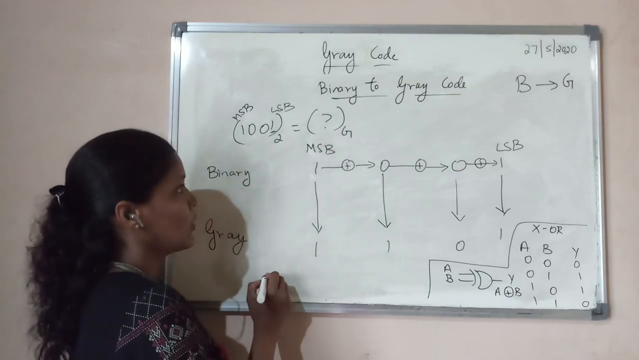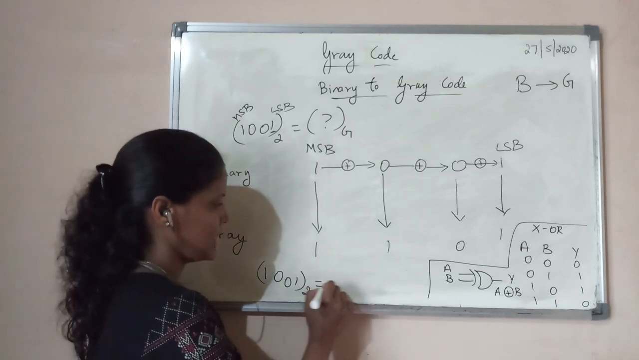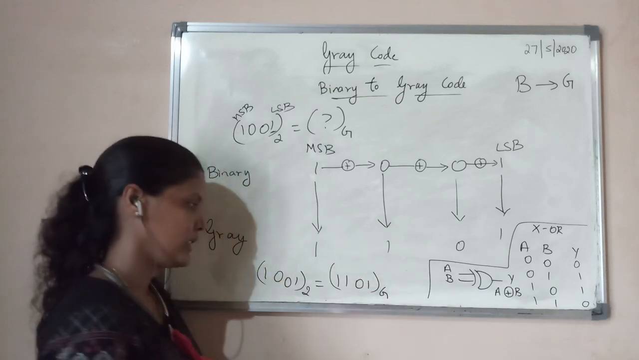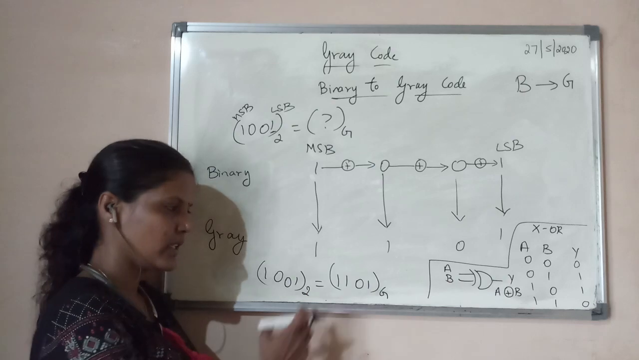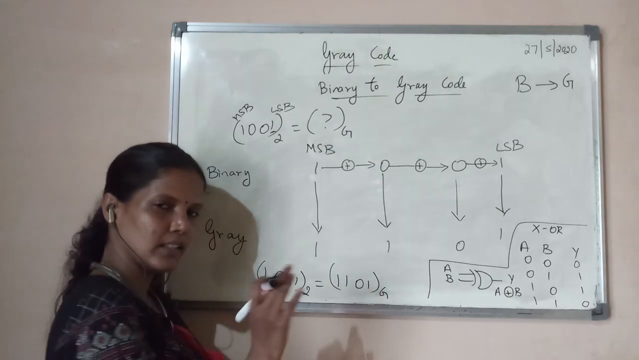So 1001 to the base 2, when I convert, its value will be like this. 1001 to the base 2 is equal to 1101 to the base G, and it is a gray code.